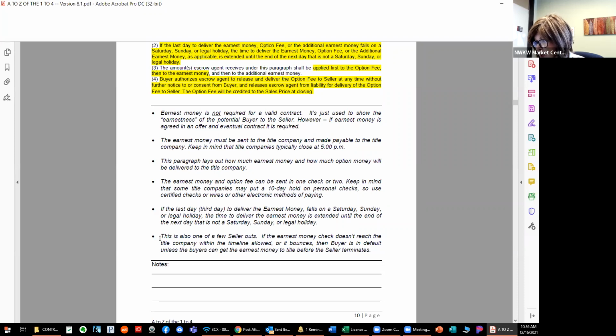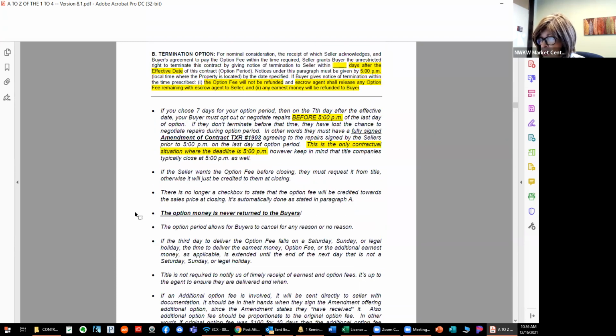So anyway, this is what I'm talking about. If the check bounced or if they didn't get it within the time allowed, then the buyer is in default, and unless the buyers can get the earnest money to the title company before the seller terminates, then they're in trouble. Okay. Then it goes on to talk about the termination option.